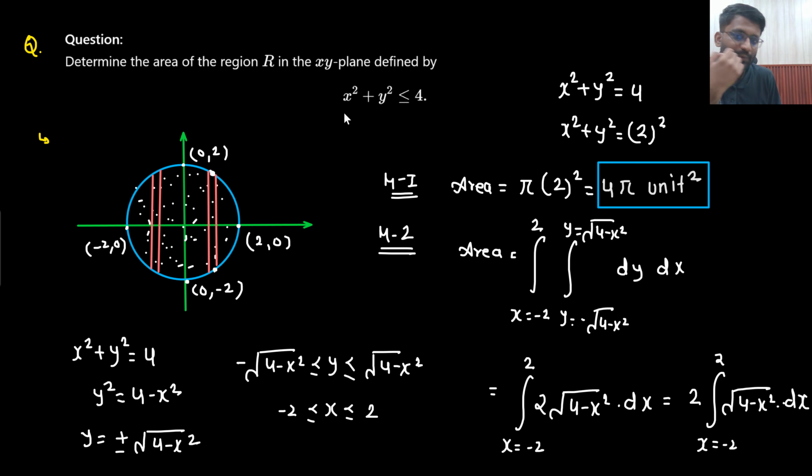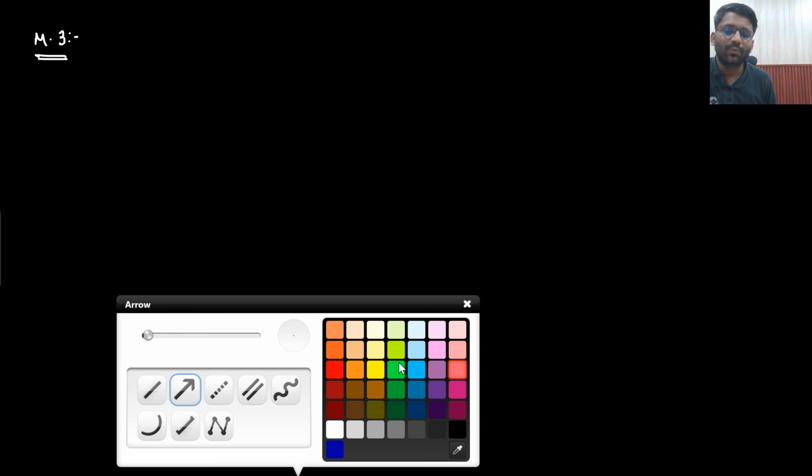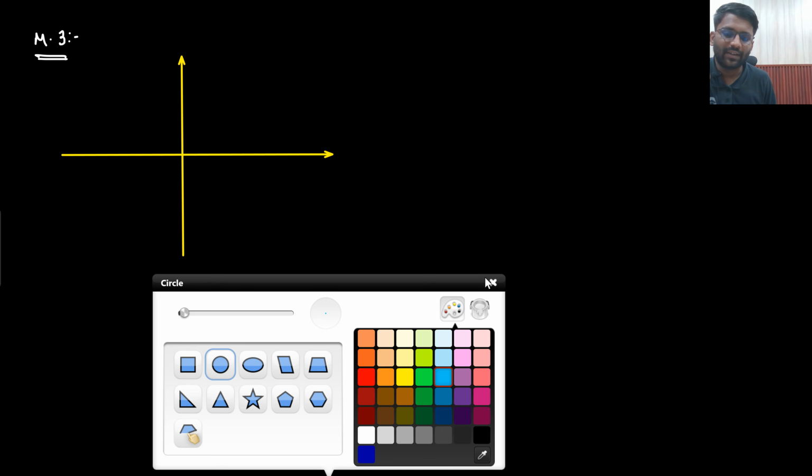No. x square plus y square. Whenever you see x square plus y square, polar coordinate system, method 3. Whenever I see x square plus y square, I can move to the polar coordinate system. I will make the diagram again. I know what area I am supposed to find out. Simply I will show that area and I will move to the polar coordinate system.